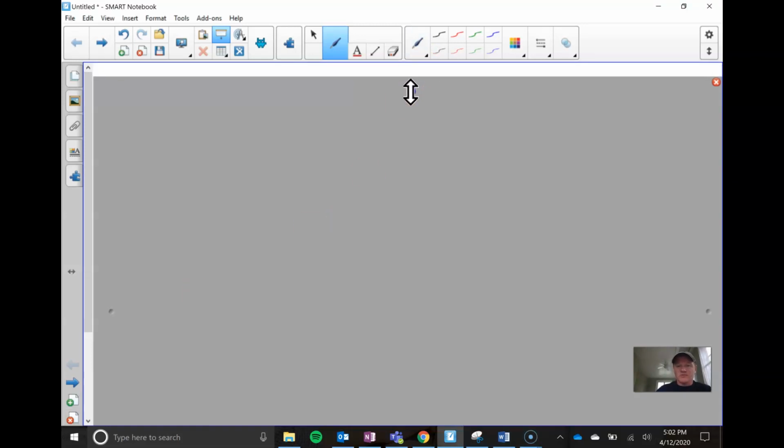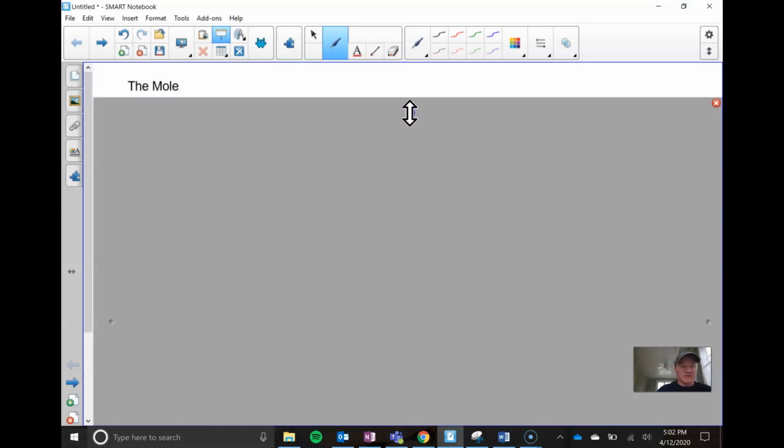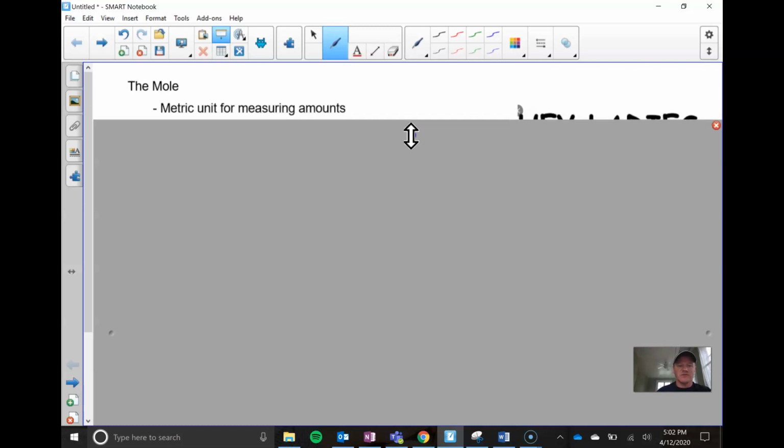So we're going to discuss a new topic. You may have heard of it in the past somewhat. We're going to be talking about the mole. And I'm not talking about the things on your arm or on your face. The mole in chemistry takes on a whole new definition. It's actually the metric unit for measuring amounts.